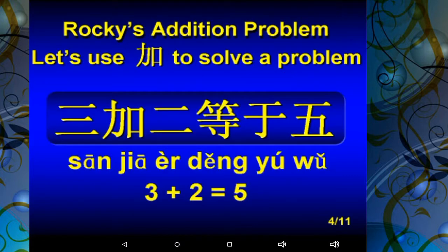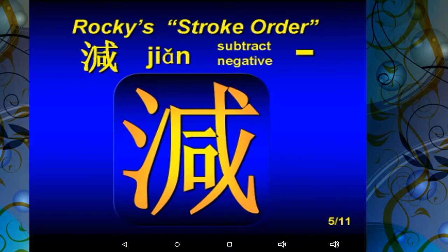Now I'm going to give you an addition problem to solve. Our problem is, what is 3 plus 2? Shema. And let's use Jia to solve this problem. 三加二等于五. What is our answer? 五. Sure. It's 5.